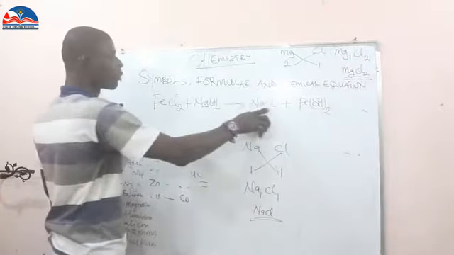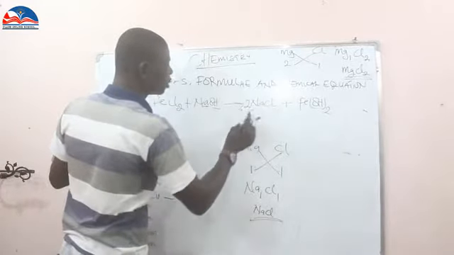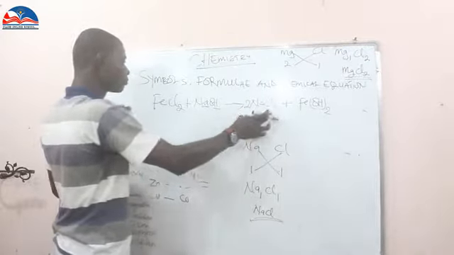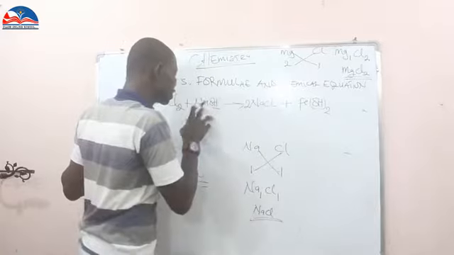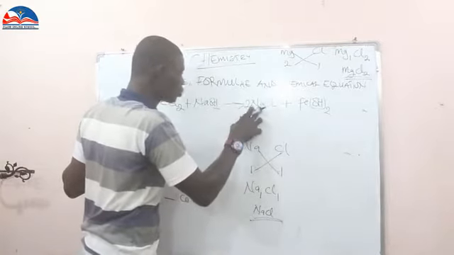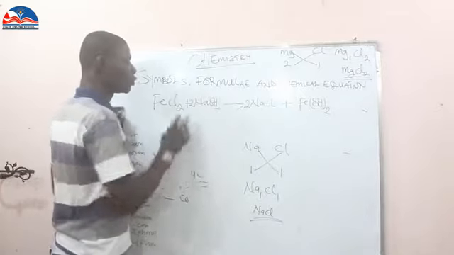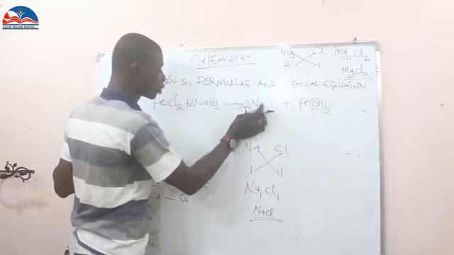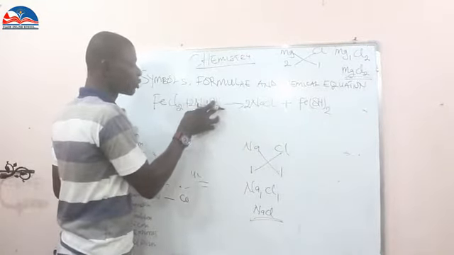So I have to make this one what? 2. Now how do I make it to be 2? I will put 2 here. 2 times Cl will give me 2 chlorine. Now in this case, sodium here is 1, while sodium here is 2. So sodium is not balanced. So put 2 here. When you put 2 here, it means that sodium is now 2, while sodium is what? 2.